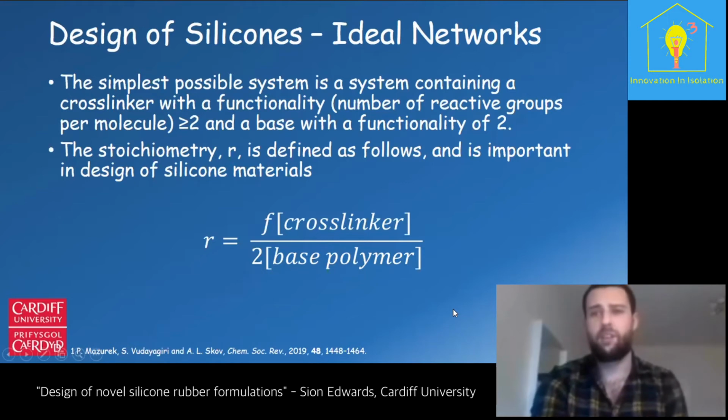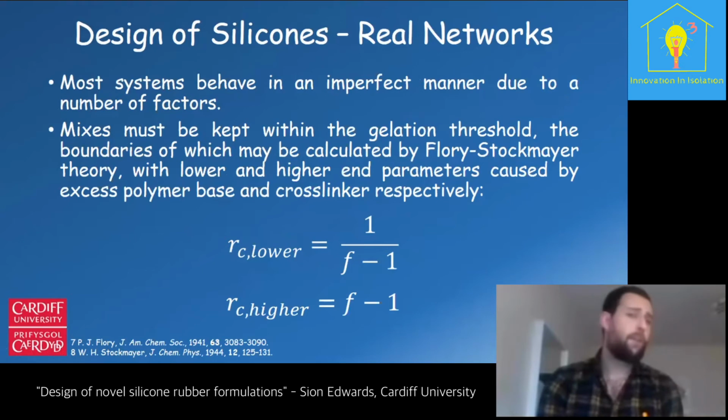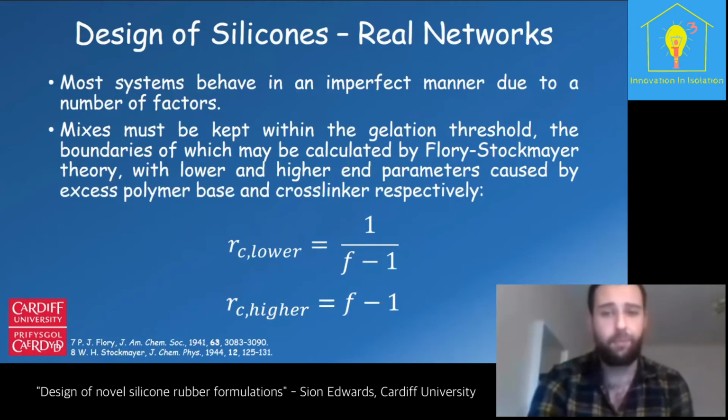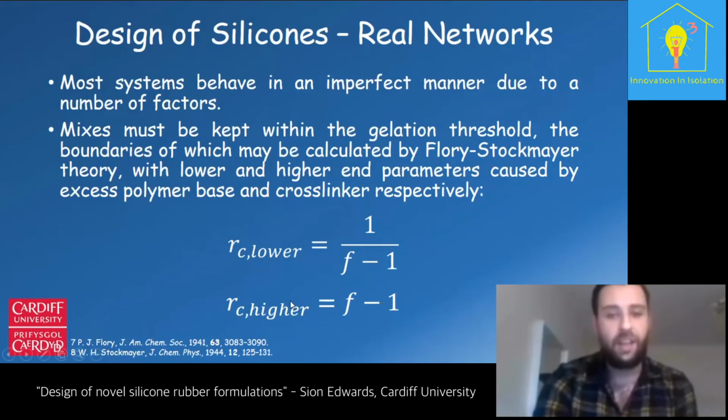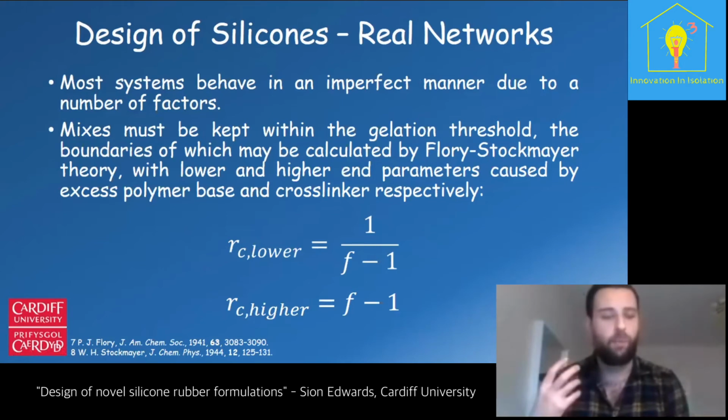Of course, ideal networks are never ideal. Real networks are nowhere near ideal because you can have all sorts of interactions going on. So instead, we need to look at 2 parameters, which are RC lower and RC higher. RC lower is caused by the excess of your polymer base and is calculated by 1 over F, the functionality of the cross-linker, minus 1. Whereas RC higher is calculated as the functionality of the cross-linker minus 1. So you want to stay between these 2 parameters in order to ensure your silicone network gels and you actually have a curing reaction take place.